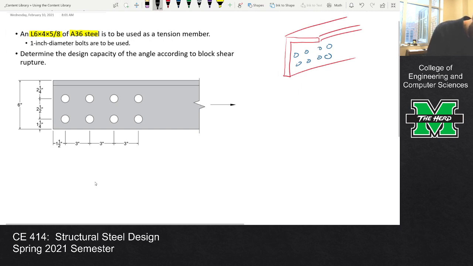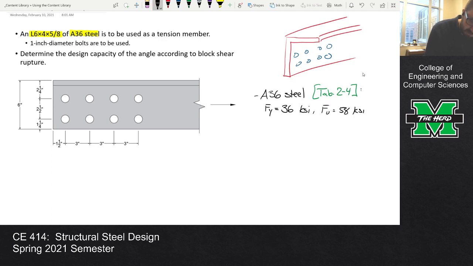Okay, so what we can say here, A36 steel, and this is Table 2-4, states that Fy is 36 ksi and Fu is 58 ksi. Yeah, it's page 2-48. We've got some teamwork in the chat. I like it.